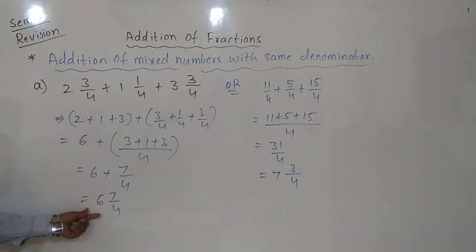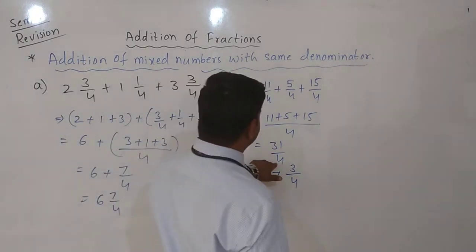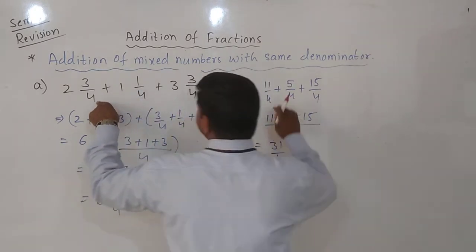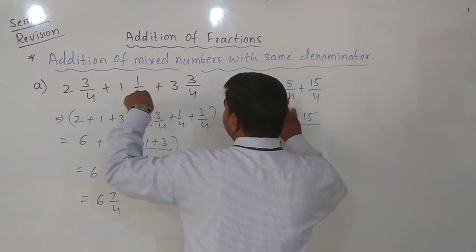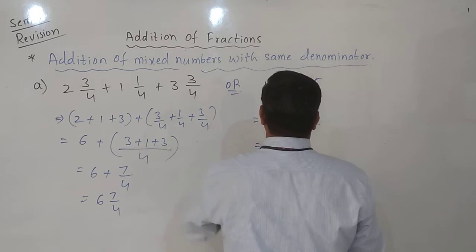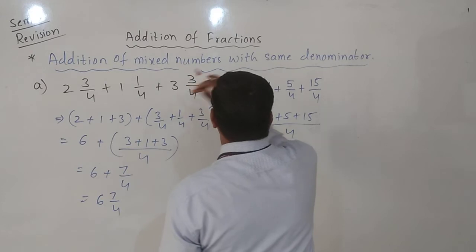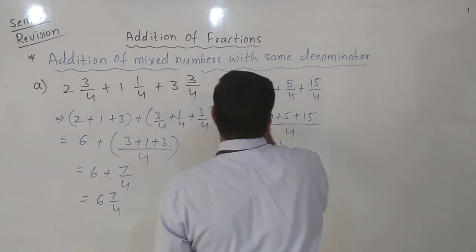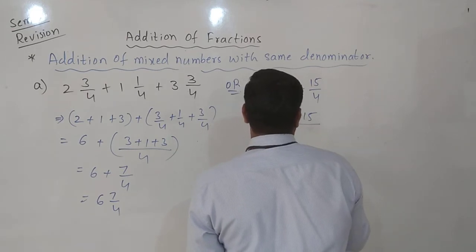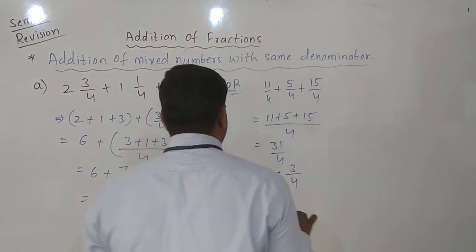Here, 4 eights are 32, 2 fours are 8 plus 11. Why is it more here? Then 5: 4 ones are 4 plus 1, 5 by 4. 3 fours are 12 plus 3, 15 by 4. Then 11 plus 5 is 16, 16 plus 15 is 31. 4 sevens are 28 plus 3 by 4.